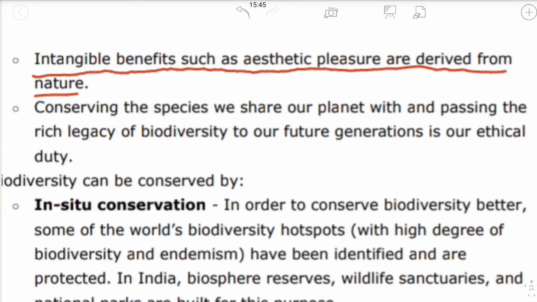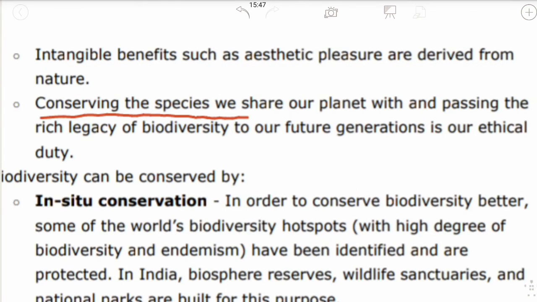Intangible benefits such as aesthetic pleasure are derived from nature. By conserving nature, we get benefits such as aesthetic pleasure. Take for example, when you go to a garden and look at nature, you will be very peaceful and very happy and you feel very joyful, right? This is the aesthetic pleasure you get from nature. Without nature, you cannot get this type of happiness, which is only possible with the natural habitat.